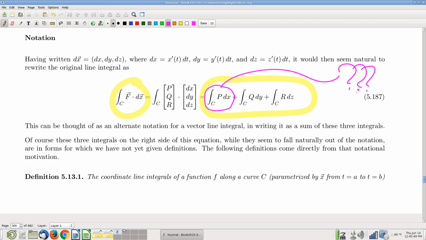We never have written down what it means to take an integral over a curve of a function dx. We've talked about an integral over a curve ds. This is not ds, this is dx. It's different. Don't think of this as a density times a size. That's not what this is. Dx is not a size. It's a change in a single coordinate.